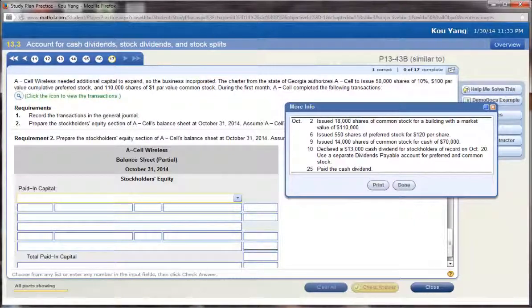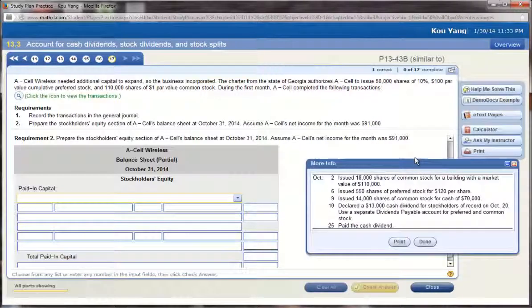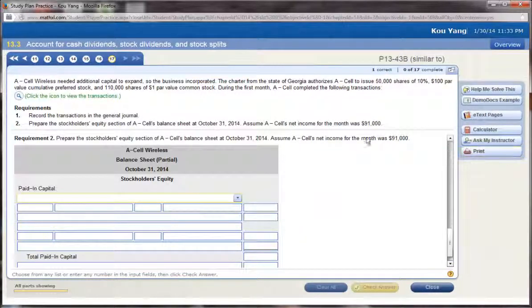Next, what we're going to be doing is prepare the stockholders' equity section of ACell's balance sheet at October 31st, 2014. Assume that ACell's net income for the month was $91,000. Okay, so our paid-in capital, and if you look at an example in the book, it'll show you an example of how it's supposed to look.